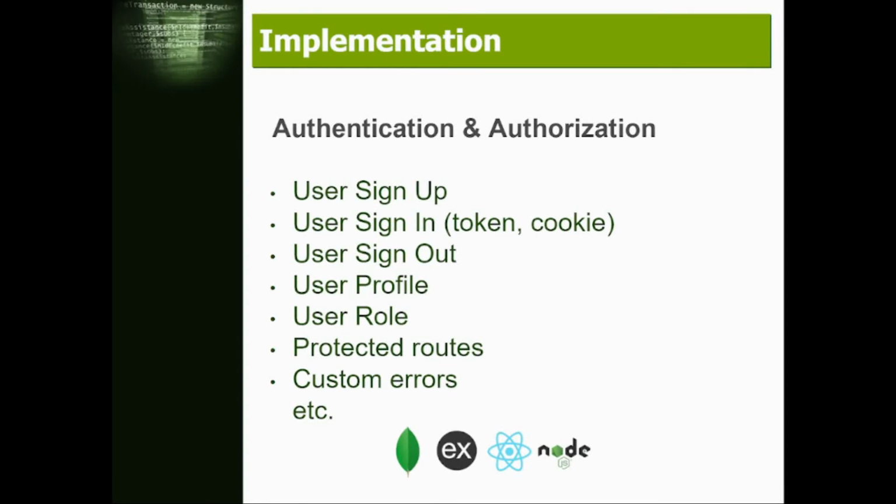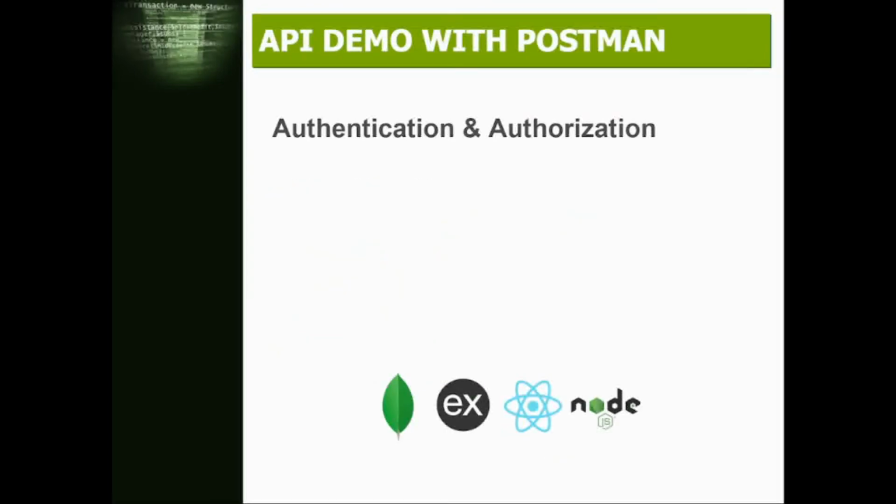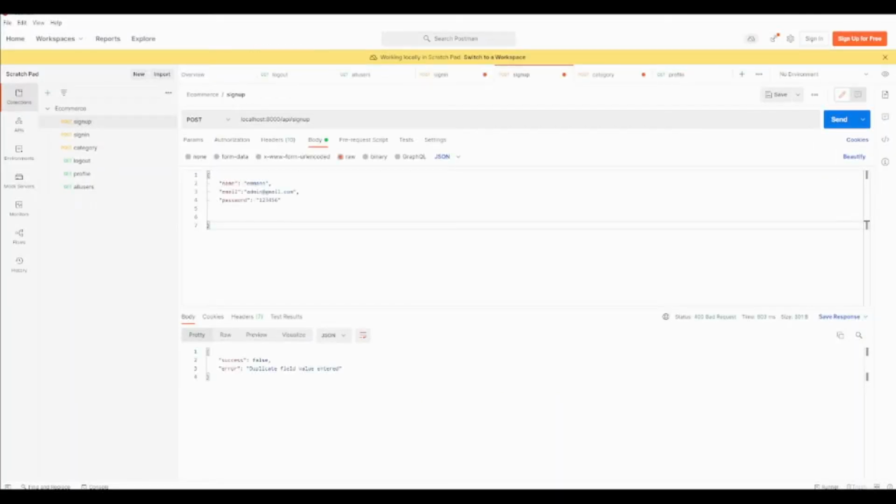And now I'm gonna show you this little demonstration in our Postman. As you can see, this is POSTMAN that we're gonna use to test our API, and we're gonna build something similar to this. For example, we have sign up, sign in, category to create category, logout, user profile, and to see all the users.